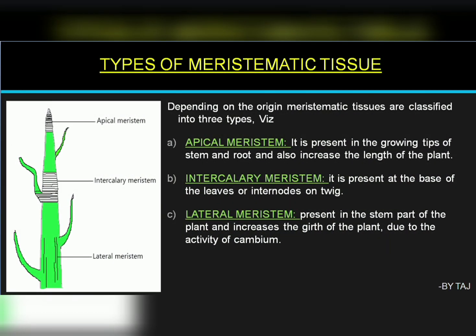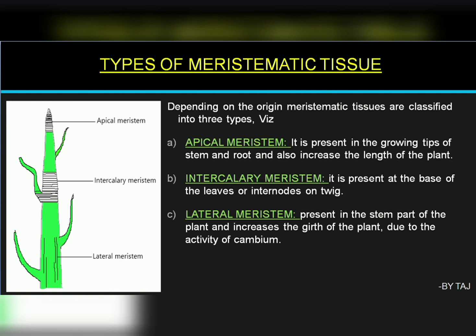So, coming to the types of meristematic tissue. Depending on the origin, meristematic tissues are classified into three types, depending on where these meristematic tissues are present: apical meristem, intercalary meristem and lateral meristem. Apical meristem, as the name itself suggests, is present at the growing tip of a stem and root and also increases the length of the plant.